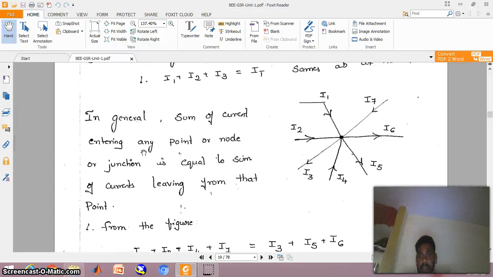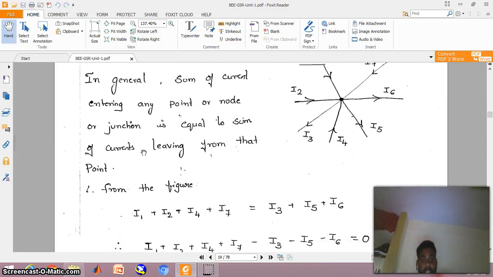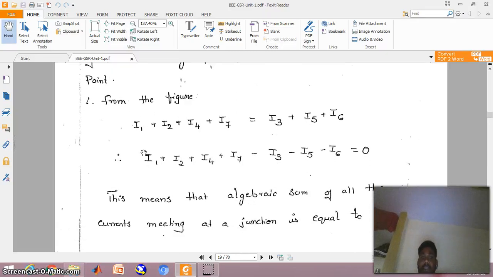Another example. So here observe this figure. Here I1, I2, I4, I7, these four currents are entering the node. Next I3, I5, I6, these three currents are leaving from the node. So as per Kirchhoff's KCL law, I1 plus I2 plus I4 plus I7 are the entering currents. Sum of the entering currents is equal to sum of the leaving currents. I3, I5, I6 are the leaving currents of that node. So as per Kirchhoff's law, I1 plus I2 plus I4 plus I7 is equal to I3 plus I5 plus I6.